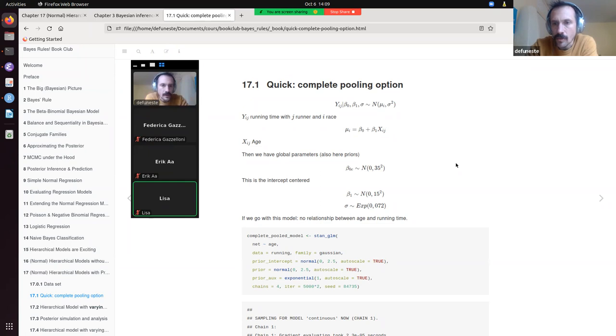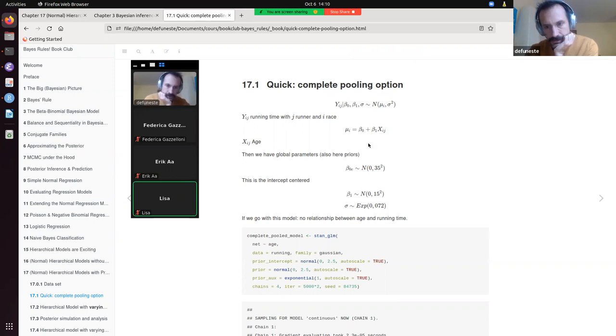A normal distribution has two parameters, the mean and the standard deviation. I mean the variance, sorry. And because we want to predict the effect of the age on the running time, we will include that in predicting the mean. So this is the second equation: the mean of the race running time will be some intercept plus some coefficient times X_ig, which is the age for a specific runner at one time.